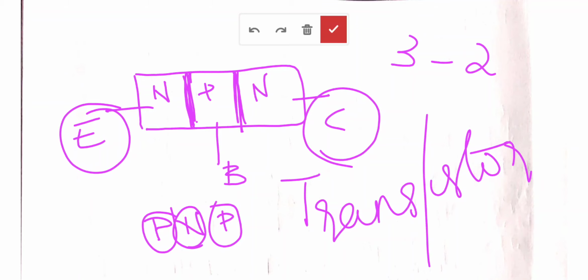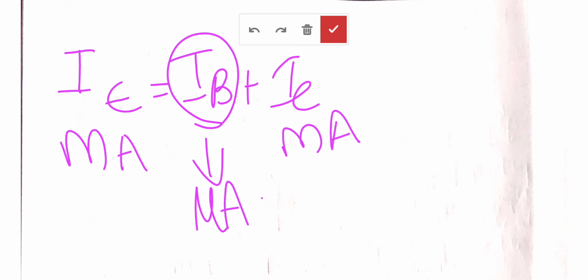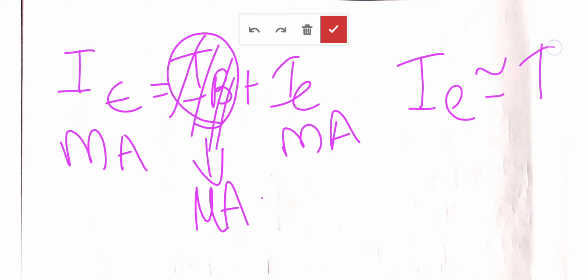So as I told, it's a three-terminal device known as emitter, base and collector. So the basic current equation of a transistor is emitter current is equal to base current plus collector current. So this base current is always very less, in the range of microamperes, and emitter current and collector current are in the range of milliamperes. So since this base current is very less, we can write IE is almost equal to IC. Emitter current is almost same as collector current, only a small portion is given to the base. So IB is very less, in the microampere range.